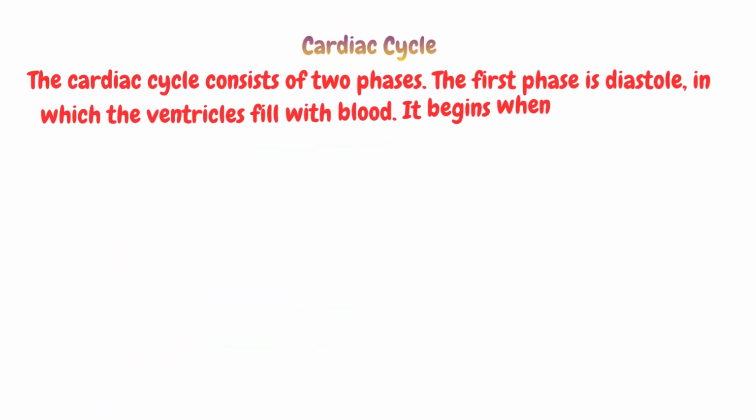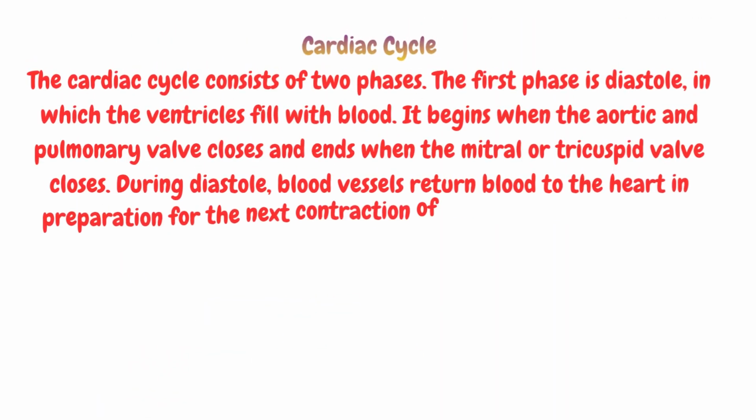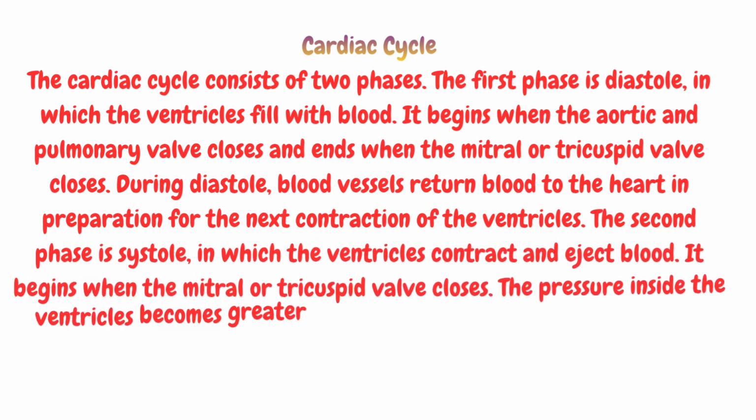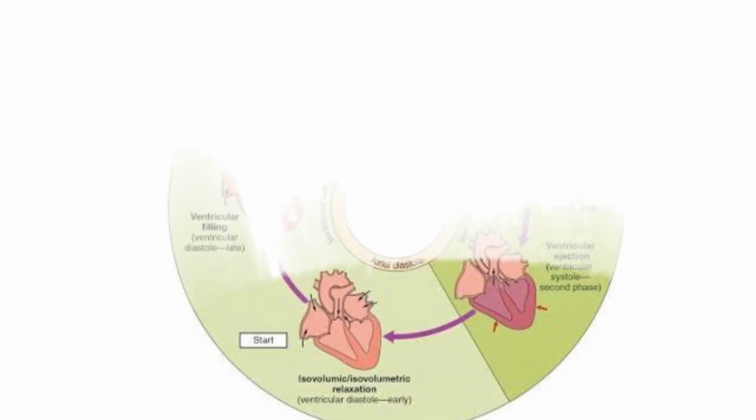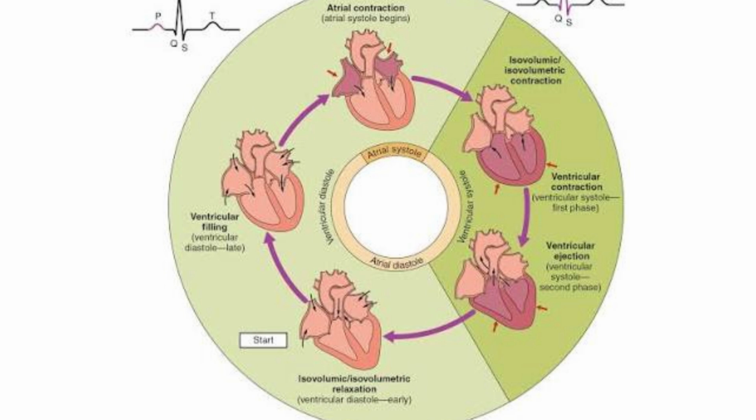Cardiac cycle. The cardiac cycle consists of two phases. The first phase is diastole, in which the ventricles fill with blood. It begins when the aortic and pulmonary valves close and ends when the mitral or tricuspid valve closes. During diastole, blood vessels return blood to the heart in preparation for the next contraction of the ventricle.